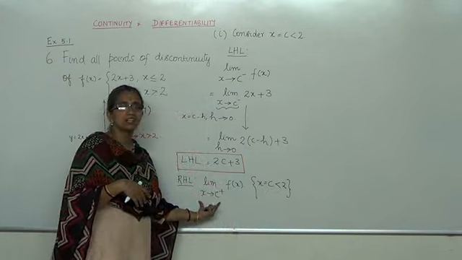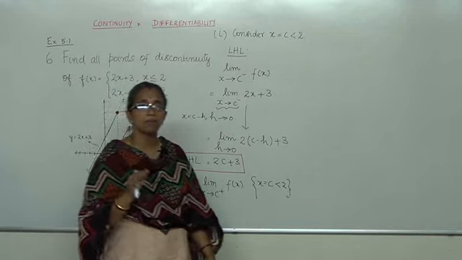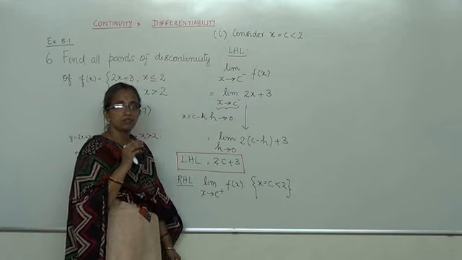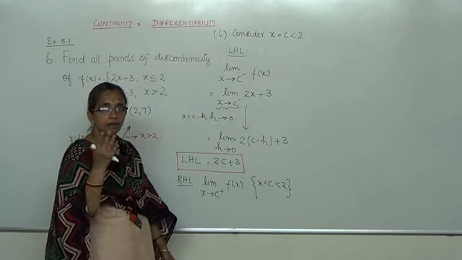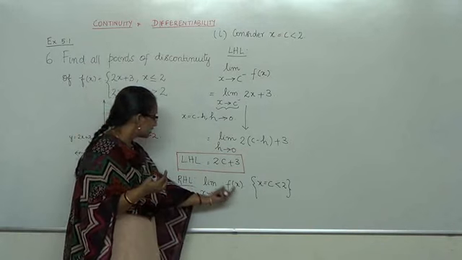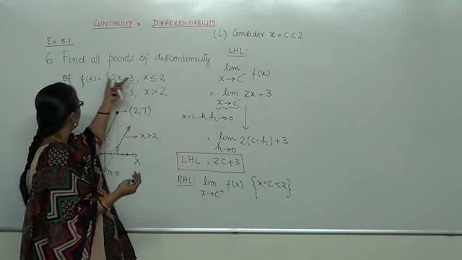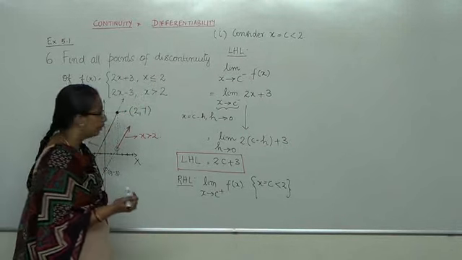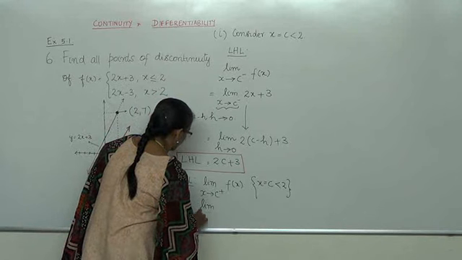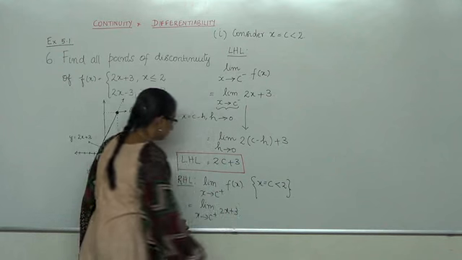So x tends to c plus will be a value very close to 1.5 but to the right of 1.5. Like for example 1.500001, which is definitely greater than 1.5 but to the right of 1.5. Still the value of c will be less than 2. Hence the function will take the form 2x plus 3. So this is equal to limit x tends to c plus 2x plus 3.